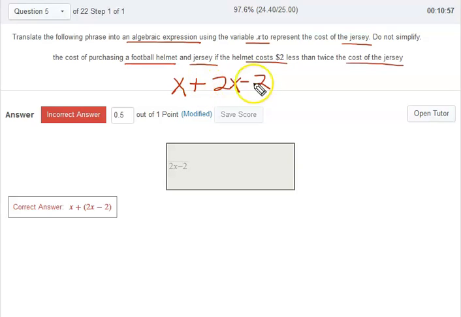So without simplification, this is what they were looking for. Now, this person only put the cost of the helmet and forgot to put the X in, but they received partial credit from me because they had part of it done. They just didn't include the whole thing. So part of this is being able to answer the specific question they're asking. All right, let's go on.